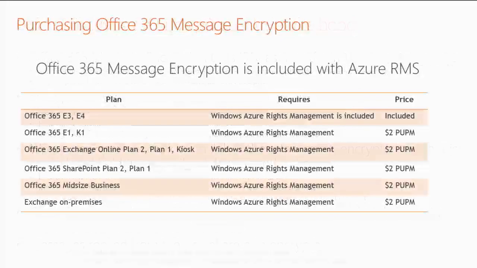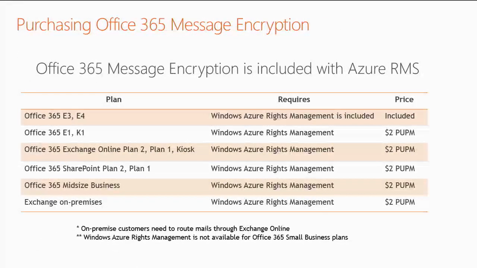This slide is courtesy of Showbit. It shows you the pricing for Azure Rights Management. It currently comes in E3 and E4, which has RMS already included, or else you can purchase it separately. It is $2 per user per month.